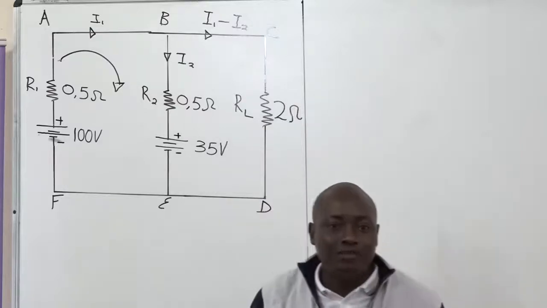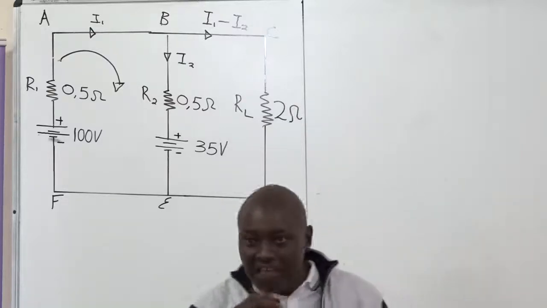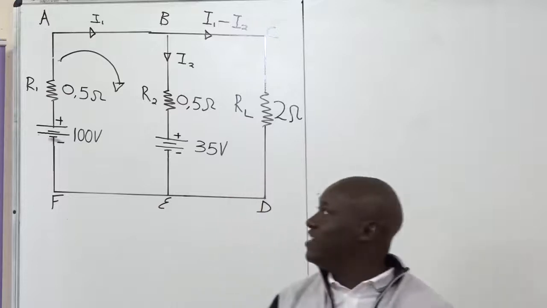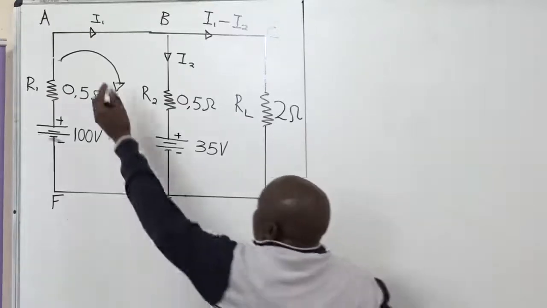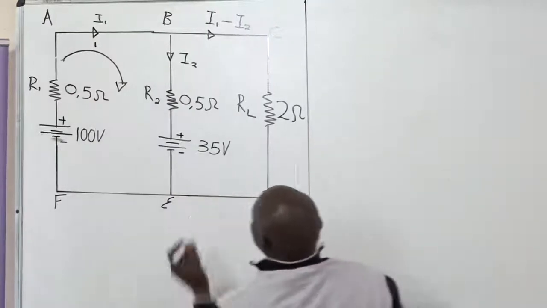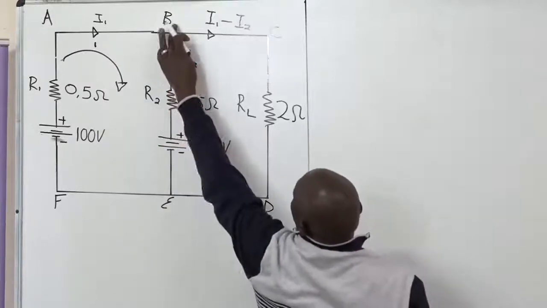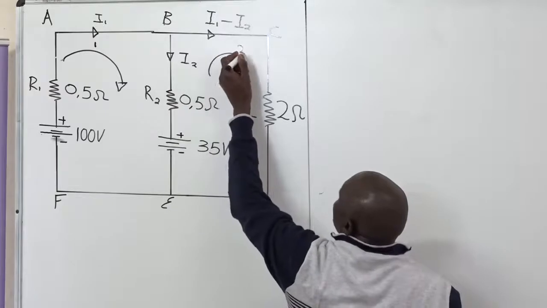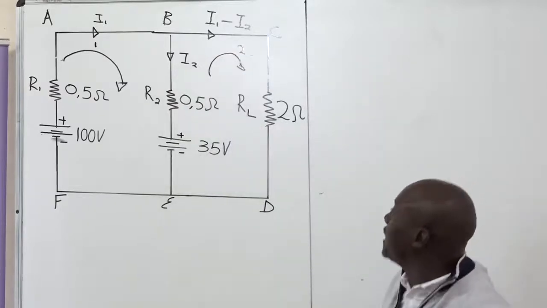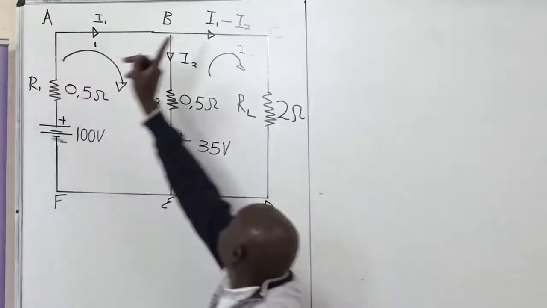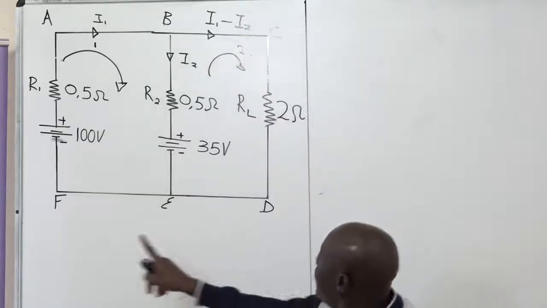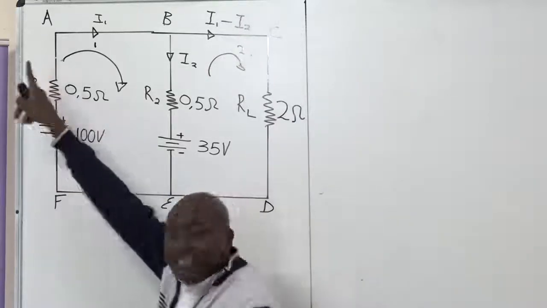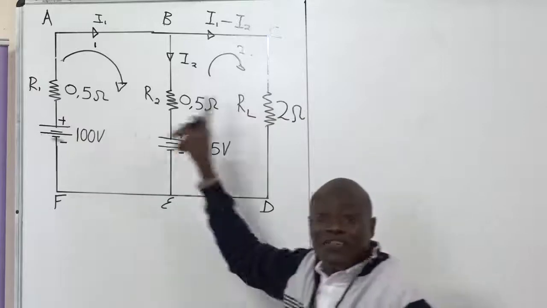We can ask ourselves, how many loops do we have there? The loop we have there is loop number 1. Again, you can choose the loop B, C, D, E and call it loop number 2. And again, A, C, D, F, back to A, can be loop number 3.